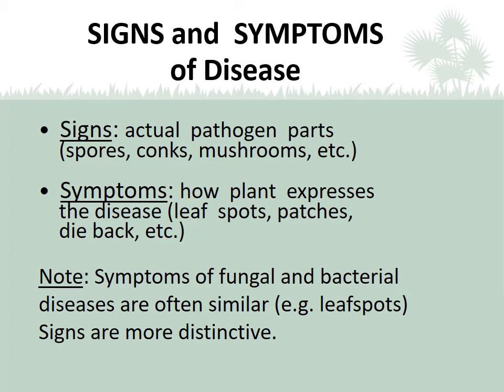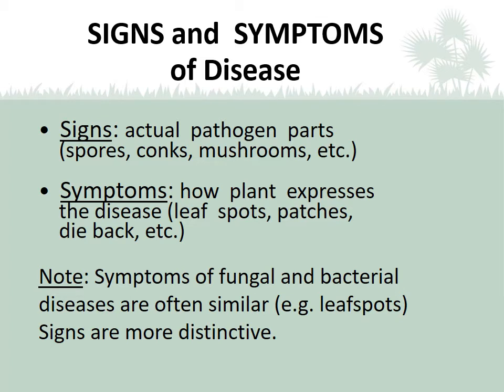And this way, it could be leaf spots, patches, dieback, necrosis, or discoloration of leaf or shoot tissue, whereas the signs is the physical manifestation of the pathogen itself. So your spores, mushrooms would be an example. So that's the key difference between signs and symptoms.